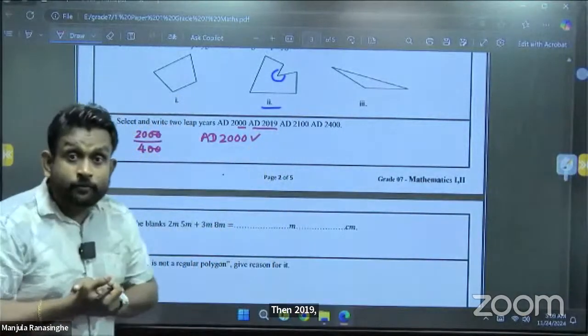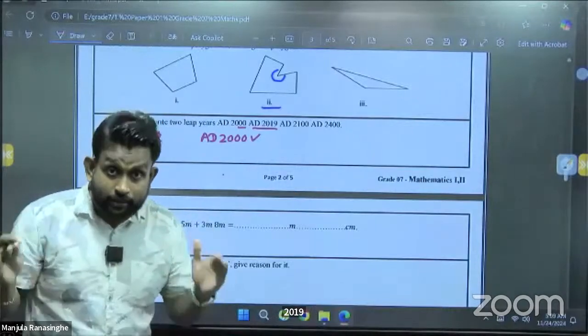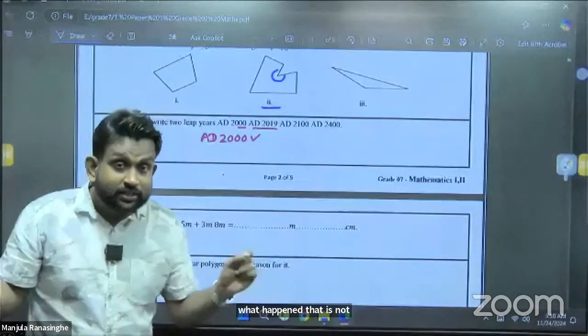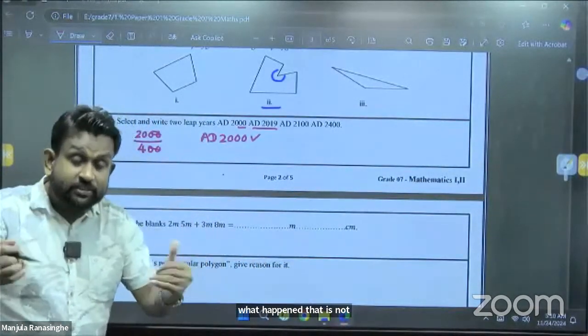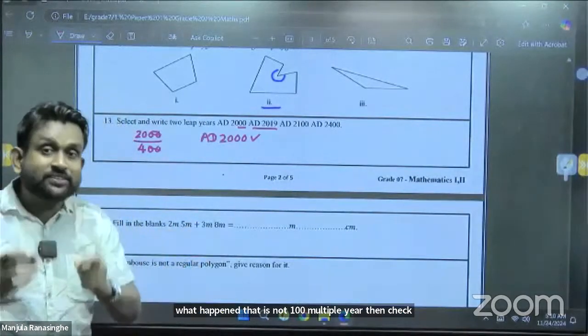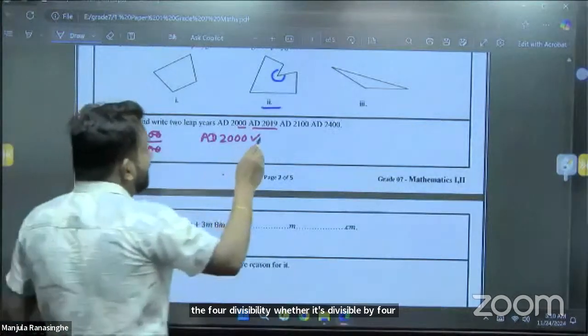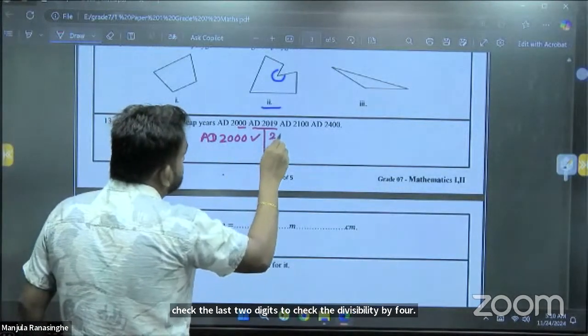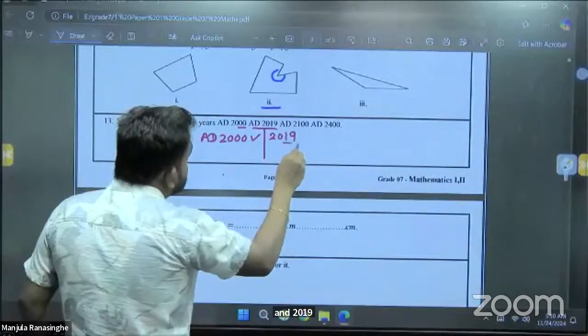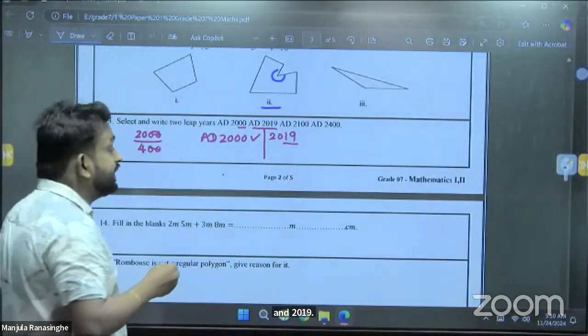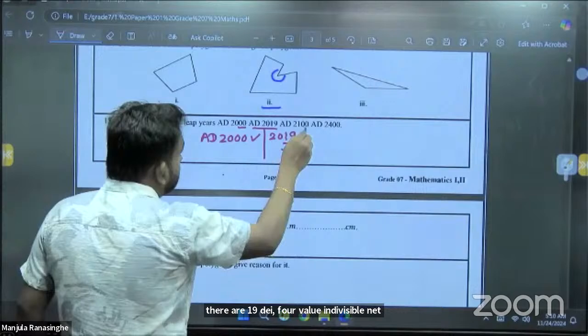2019, what happened? That is not a multiple of 100. So check whether it is divisible by 4. You check the last 2 digits for divisibility by 4. Look at 19. It is not divisible by 4. So that is not a leap year.